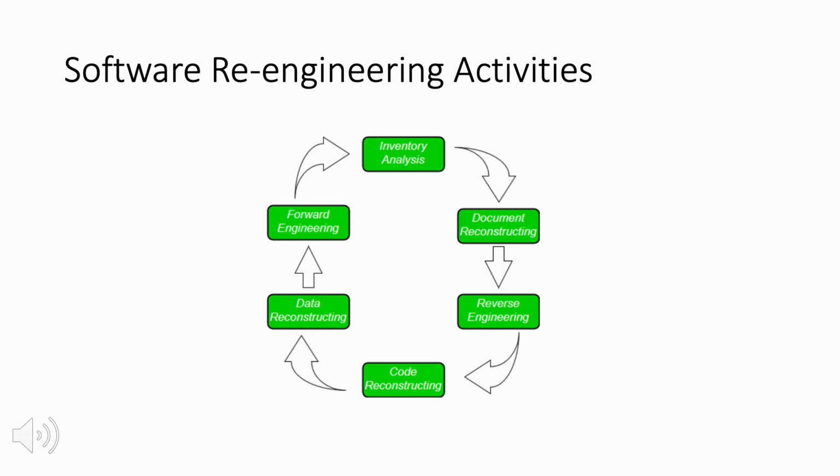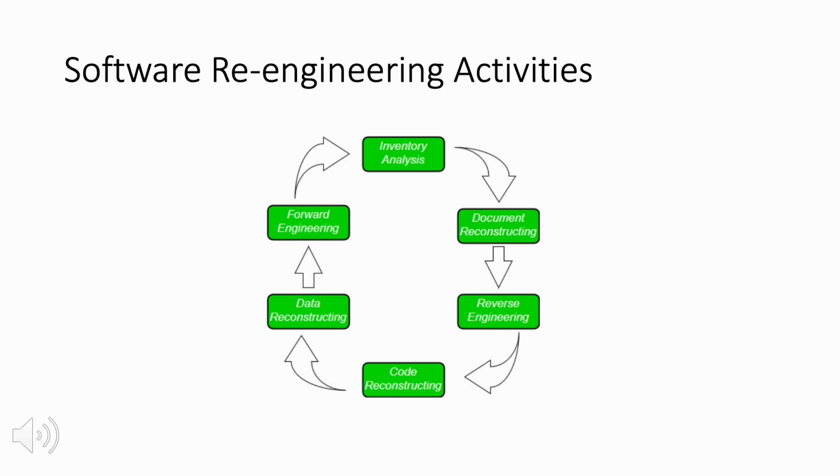2. Document restructuring. Documentation of a system either explains how it operates or how to use it. Documentation must be updated. It may not be necessary to fully document an application. If the system is business critical, it must be fully redocumented. 3. Reverse engineering. Reverse engineering is a process of design recovery. Reverse engineering tools extract data, architectural and procedural design information from an existing program.